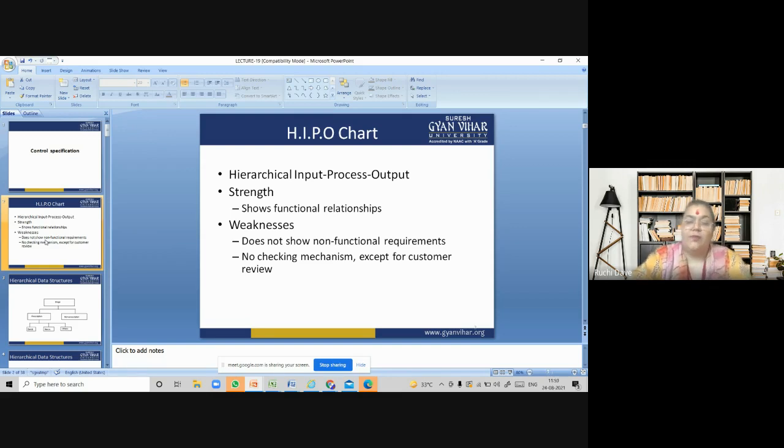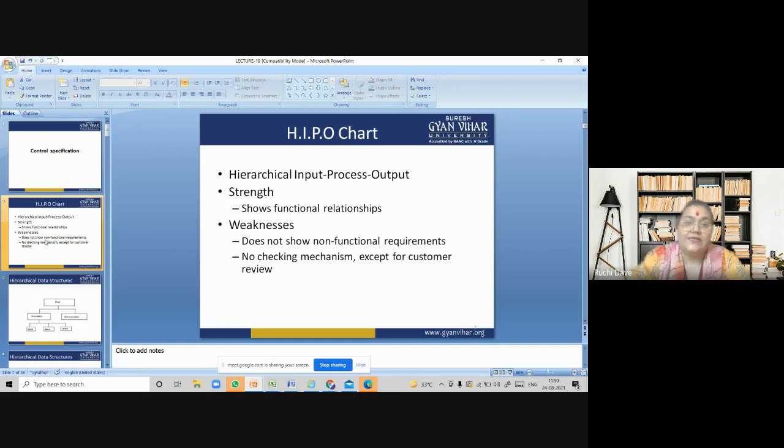So let's talk about a few new things which are really new to you, and they are called HIPO chart. And HIPO chart is what? Hierarchical input process output chart. So what are the strengths, why we do that? Whenever we use a HIPO chart, this is a hierarchical chart, just like hierarchical data structures you have seen, a similar kind of thing is there.